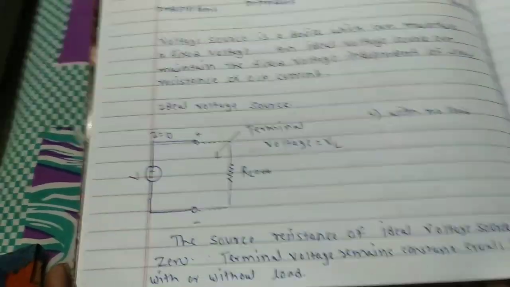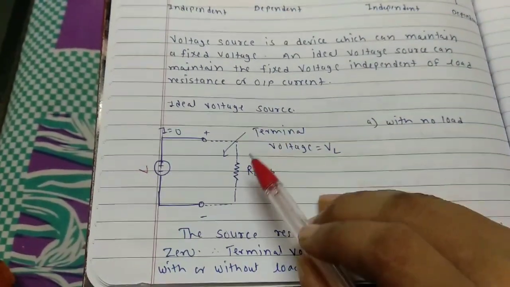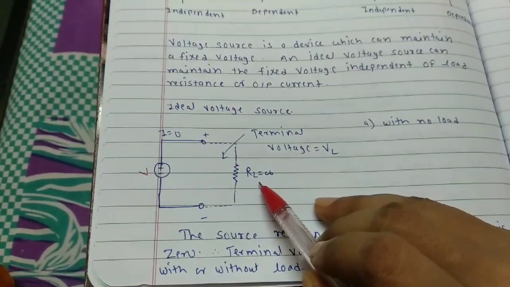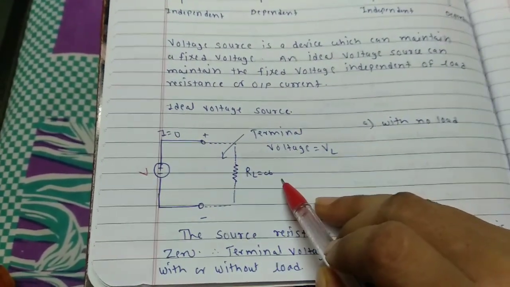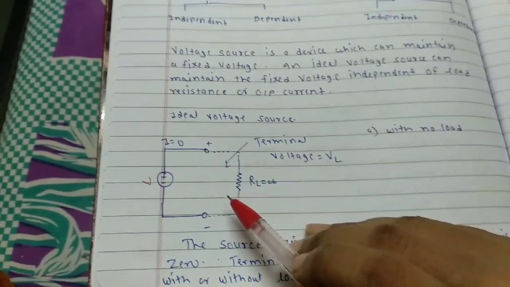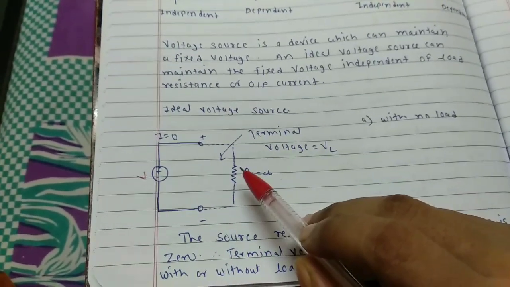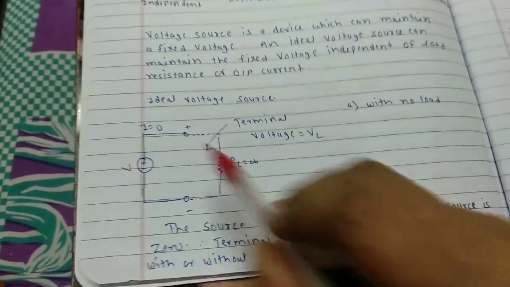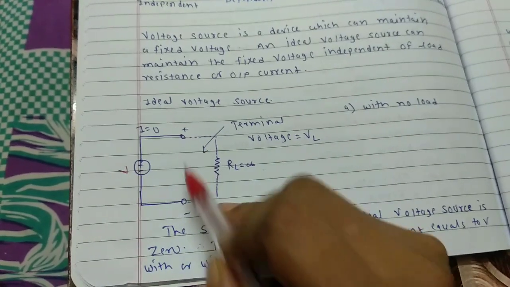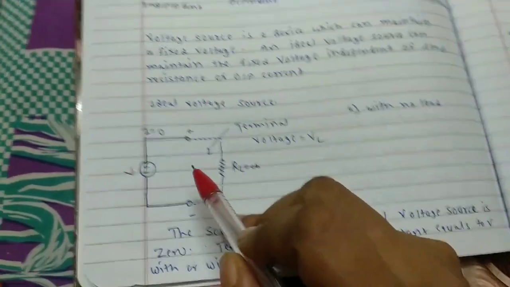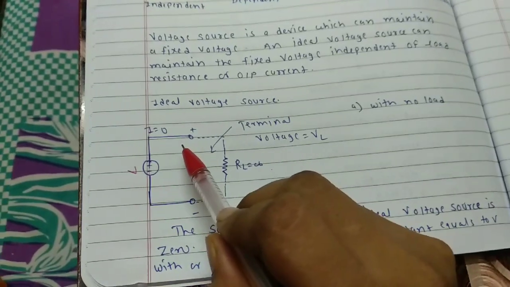That means the resistance is independent. That's why I have written here RL, the load resistor, is equal to infinity, because nothing is connected. That means there is an air gap, and we know that air has a huge resistance. That's why I have placed here RL equals infinity. So current I is equal to 0 because no connection is there. It is considered an open connection, and no source resistor is connected either.